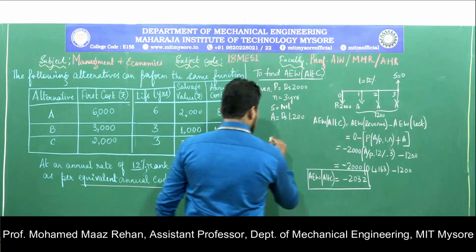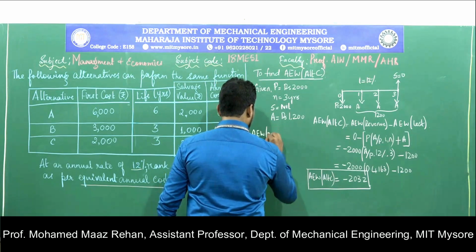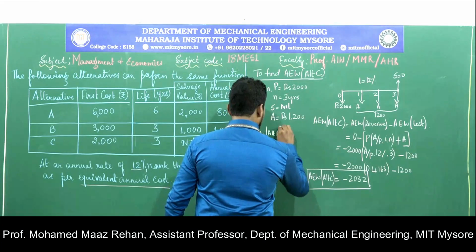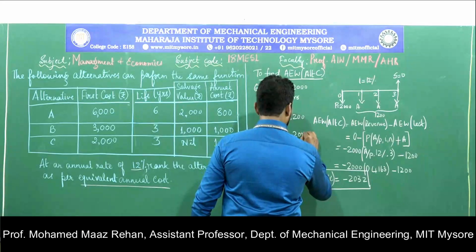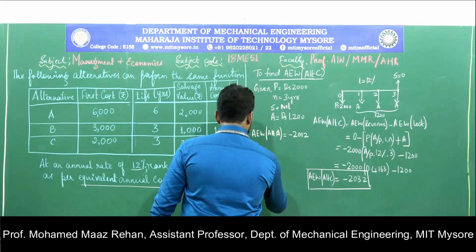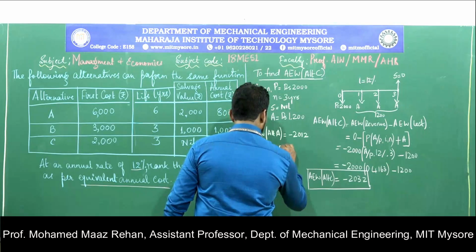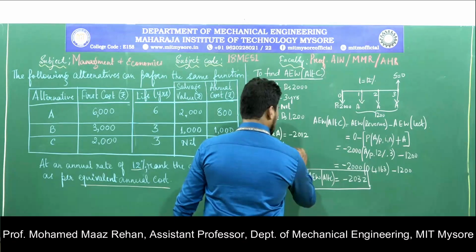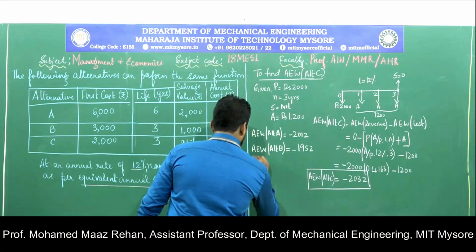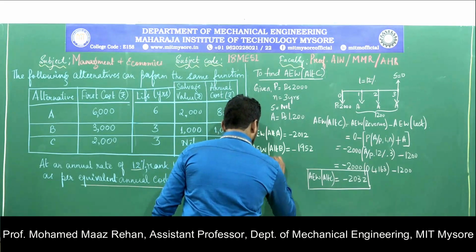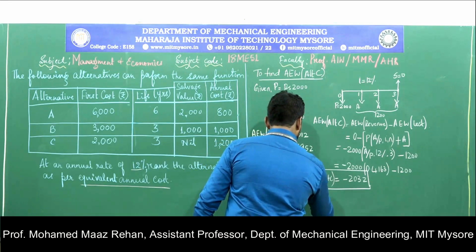So how much did we get for AEW? For alternative A we got minus 2012. Okay, annual equivalent worth for alternative B we got as minus 1952. Okay, annual equivalent worth for alternative C we got as minus 2032.